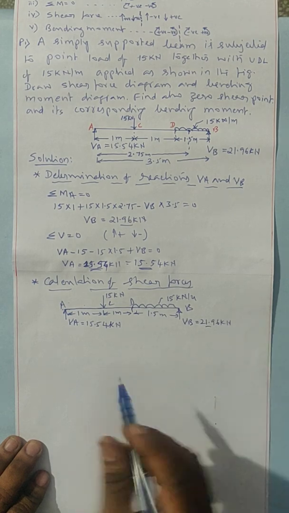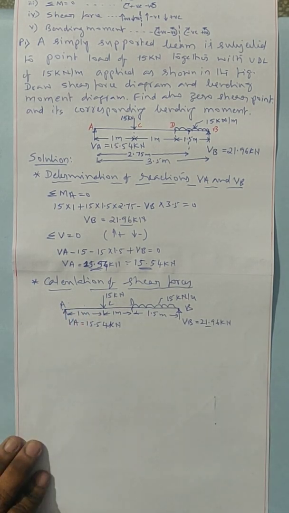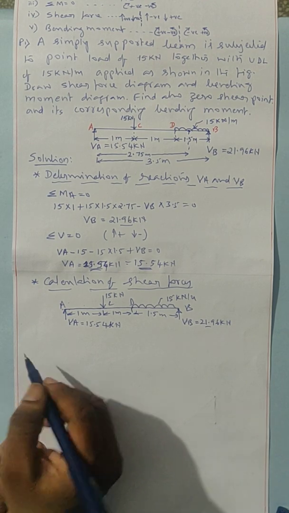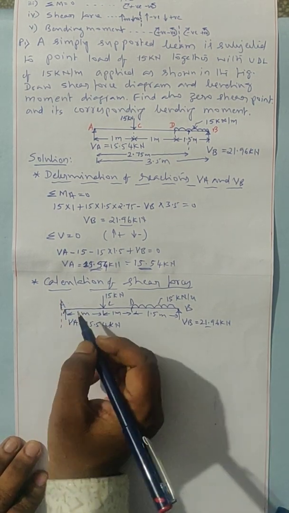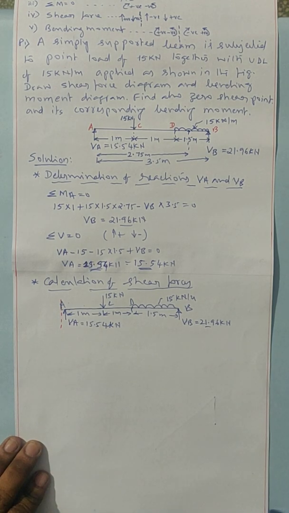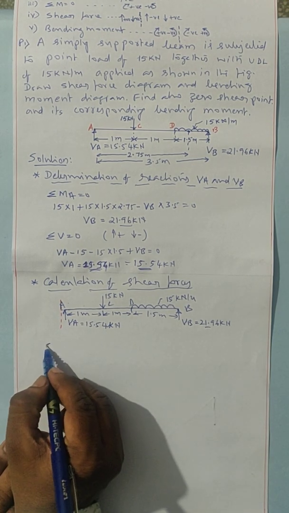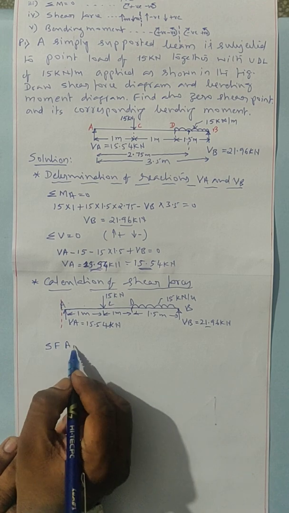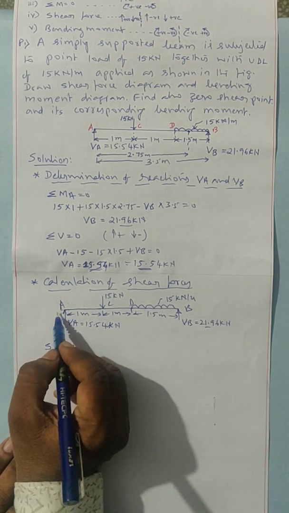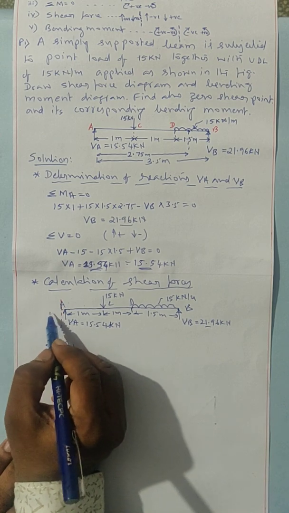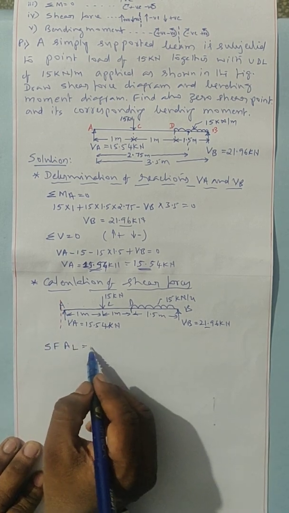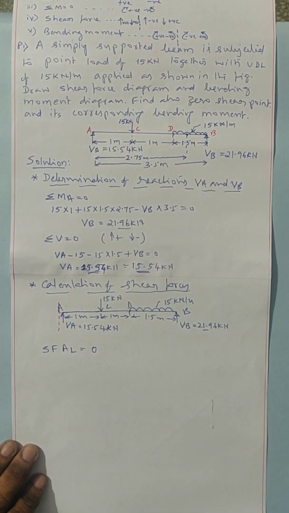Now I am calculating the shear force left of A. Left of A means my section line is here now. My section line is left of A. Shear force A left. Left means I am considering what all the forces are there to the left of the section. To the left of the section there are no forces. Therefore, it should be equal to 0.